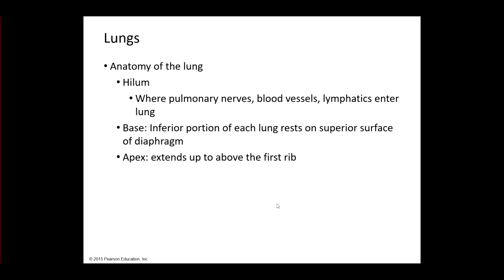So let's actually look now at the structure of the lung, right? We'll look at the anatomy of the lung. So the area in either the right or the left lung where structures come into the lung or exit the lung is going to be called the hilum, right? That's where pulmonary nerves, pulmonary blood vessels, if you remember when you studied the heart, the pulmonary artery, the pulmonary vein, even lymph vessels are going to enter and leave the lung.